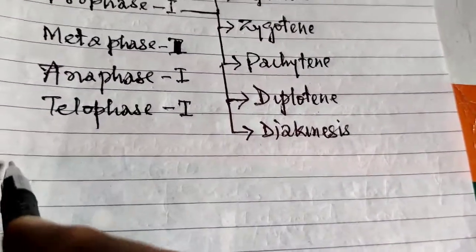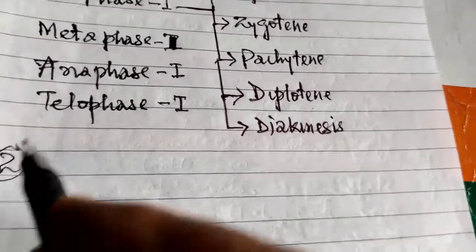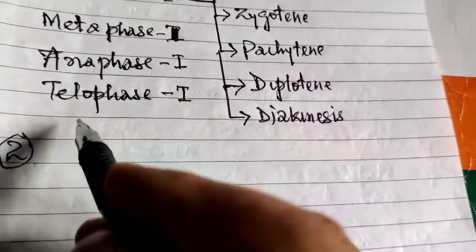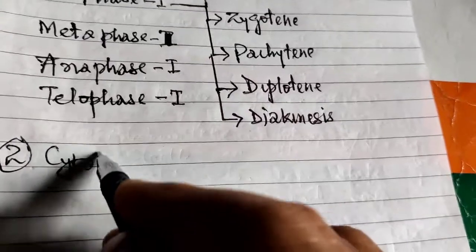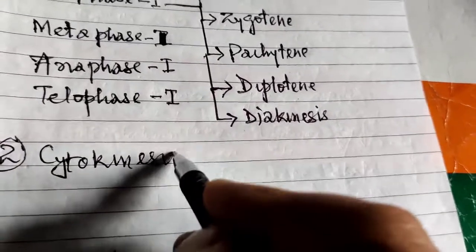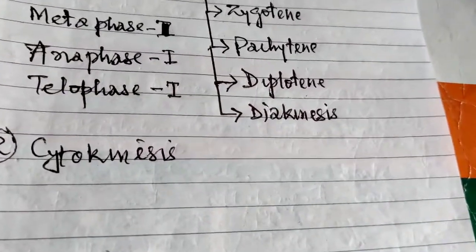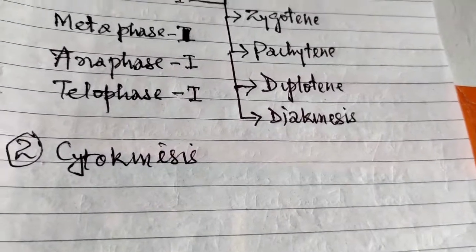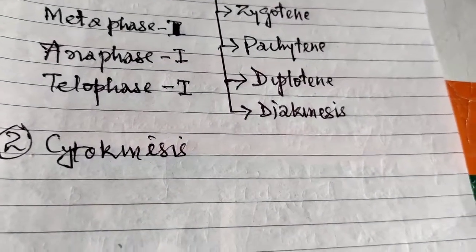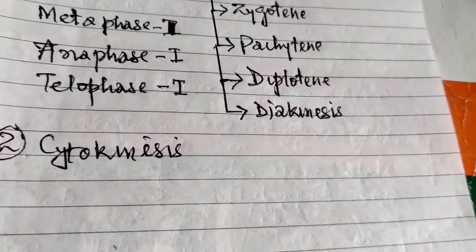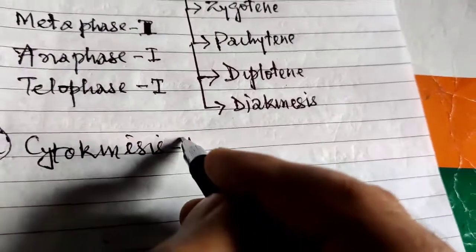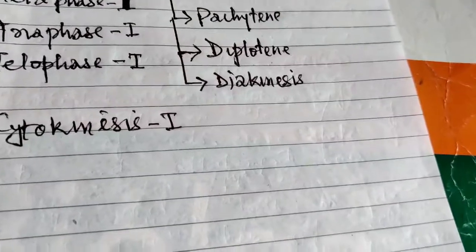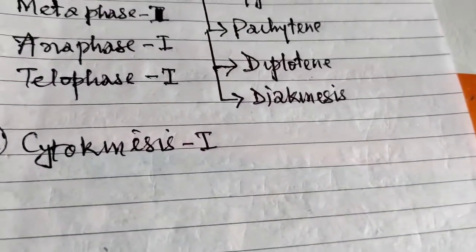After all these stages of karyokinesis, then comes cytokinesis, which involves the division of cytoplasm, and as such 2 cells are formed having half the number of chromosomes. Since it is meiosis first, we mark it as cytokinesis first.